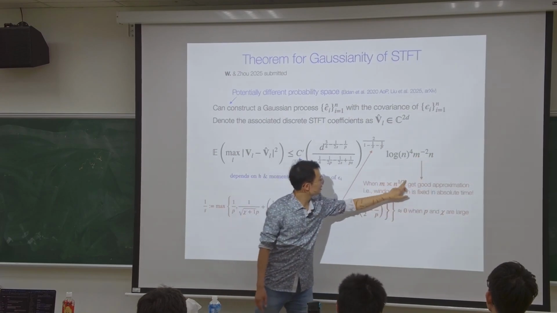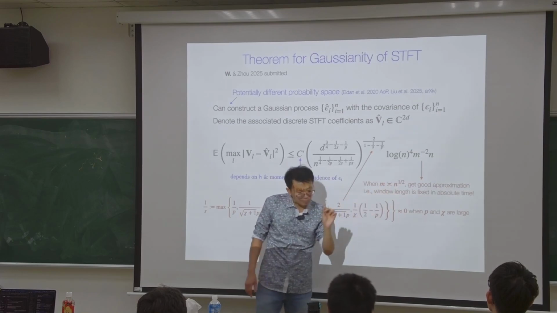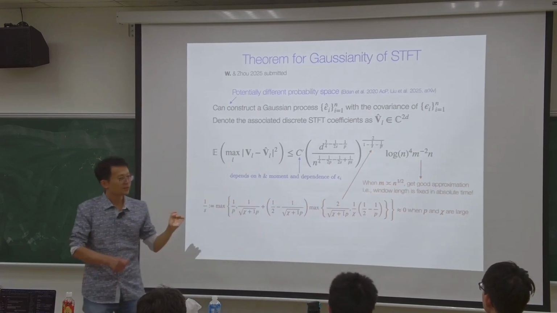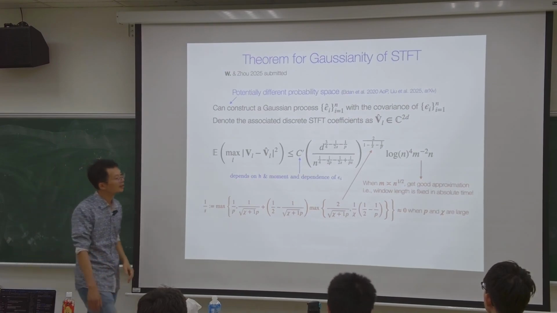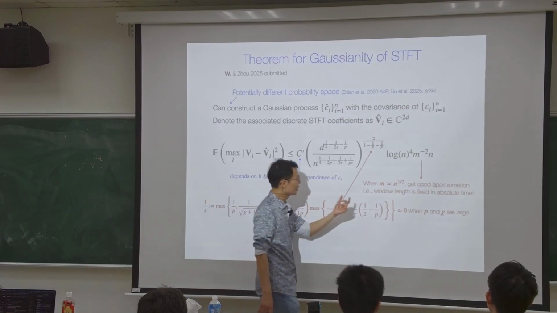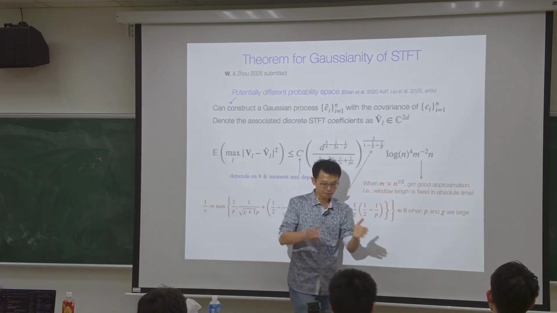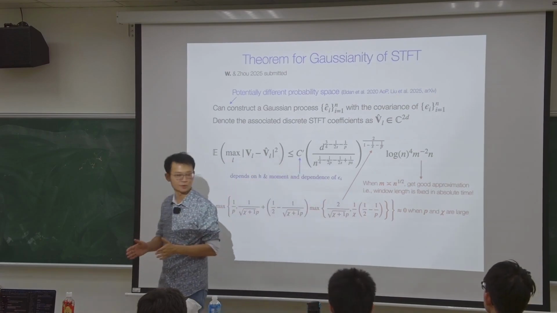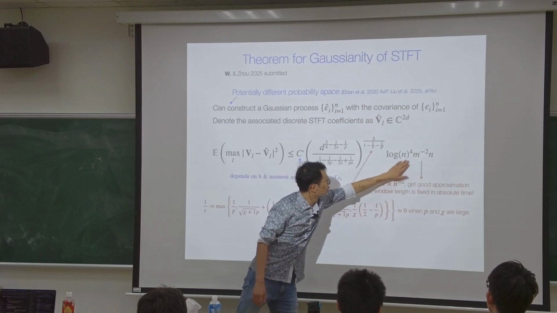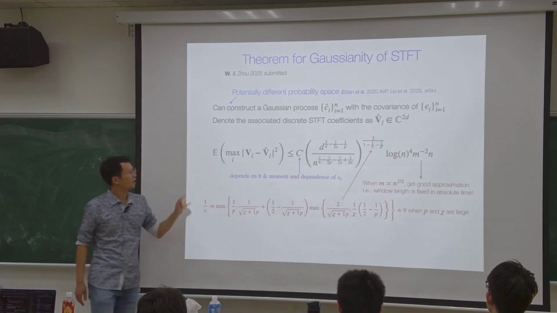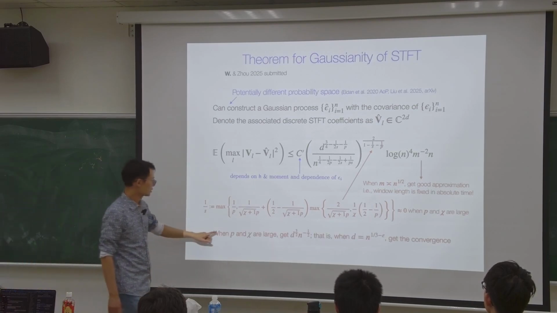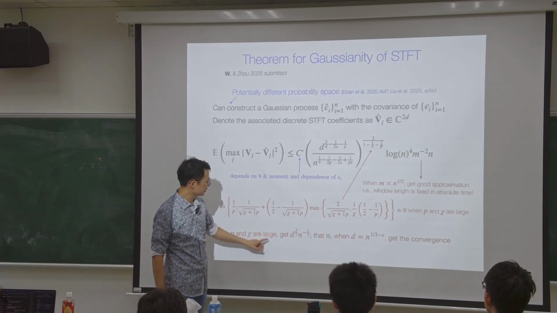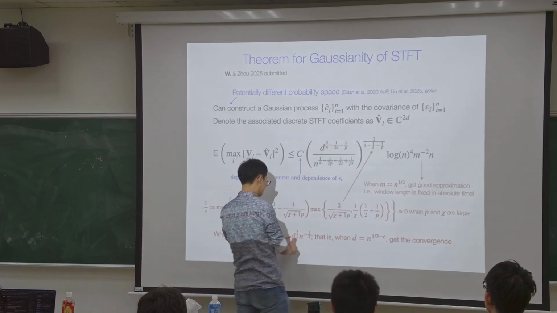The meaning of this quantity is a bit more delicate. It is related to the noise size, how the noise is carried over the Fourier domain, and so on. I will not talk in detail, but this just tells you that for the ordinary window length we choose, it gives us a sufficiently good, high-quality approximation of Gaussianity of the short-time Fourier transform. So the summary is, when p and chi are big, then you get this quantity.